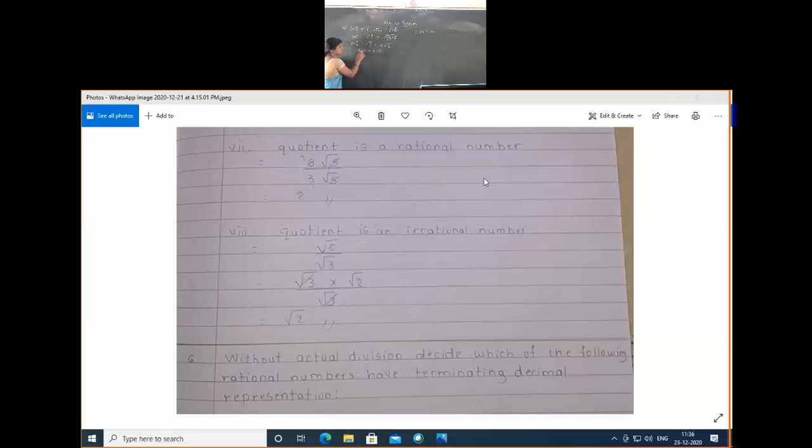Then 2 root 5 plus 6 root 5. 6 plus 2 is 8, 8 root 5. Yes, how many of you got this 8 root 5 answer for this question? How many of you got 8 root 5? Yes, all got 8 root 5. Here on the screen also the same answer is there. 8 root 5. Okay, yes.